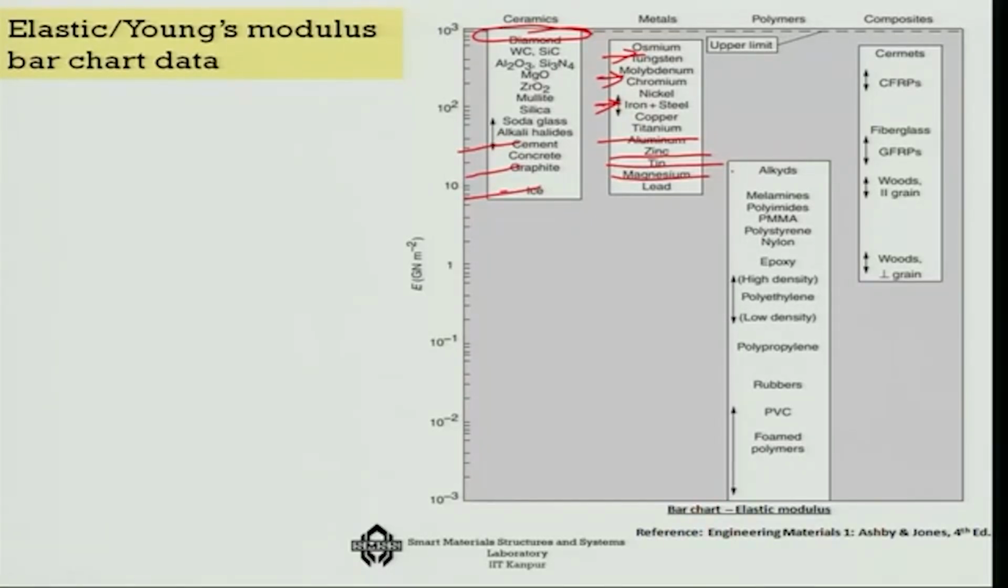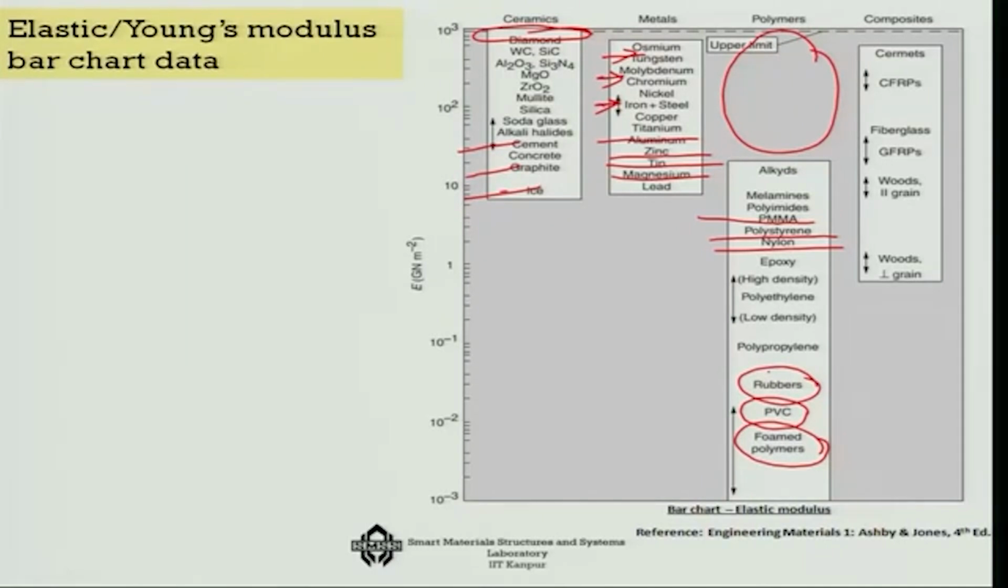Now, if you look at the polymers, you can see that there is nothing here. That means the polymers are several orders of magnitude lower in terms of the stiffness, and that is why I told you that about 2 gigapascal is generally the maximum that we observe. In the higher range you get something like polymethyl methacrylate, polystyrene, nylons, etc. And those which are very low are something like foamed polymers, PVCs, rubbers, etc. They show very low modulus of elasticity, or in other words, the compliance is very high in such materials.